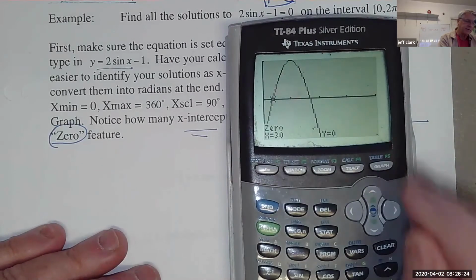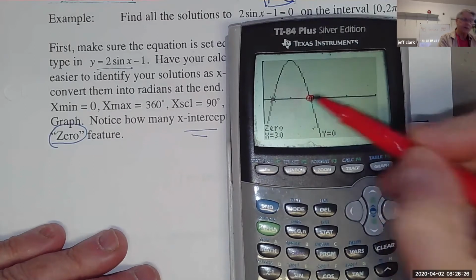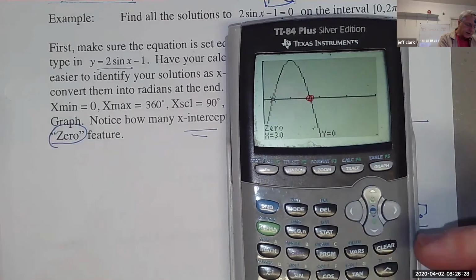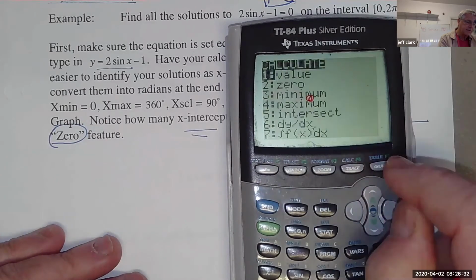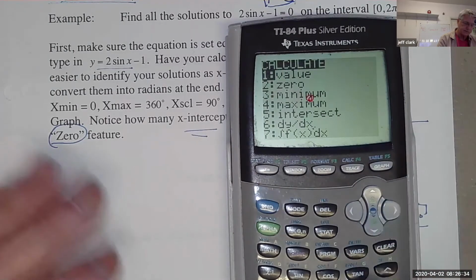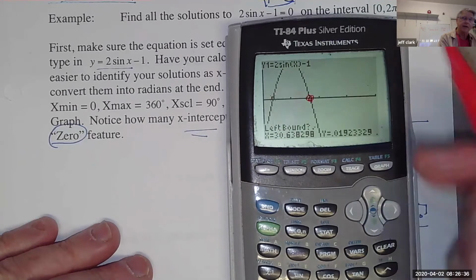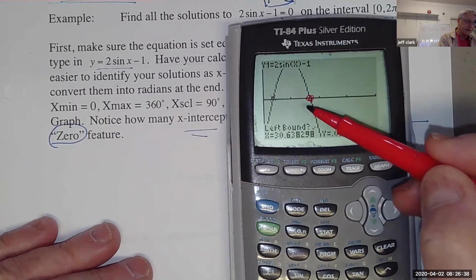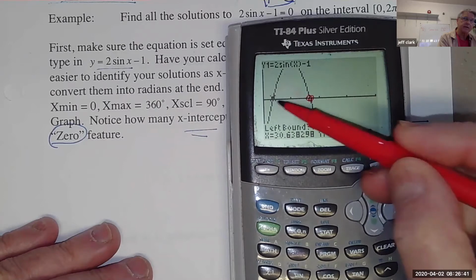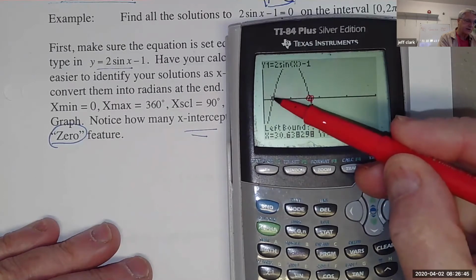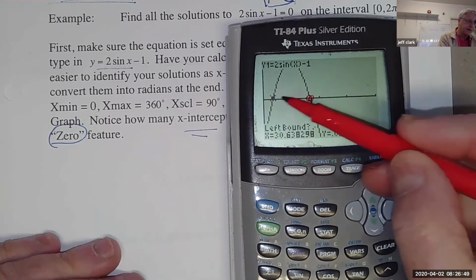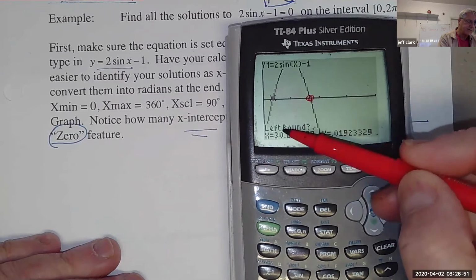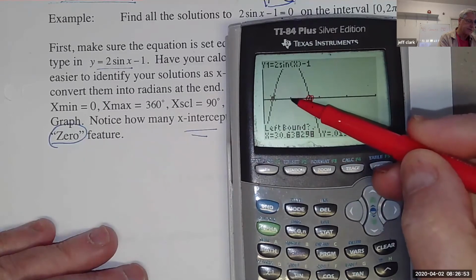Now, what about the other one, which is right here? What you're going to do is start over again, which is second calc, and pick 2, pick 0. Now, the left bound of my red dot here, you need to pick something to the left over here. Don't go off the screen, and don't go beyond that cursor. Pick something in between here. Left bound, just type something in like, all right, we'll do 90 degrees this time.